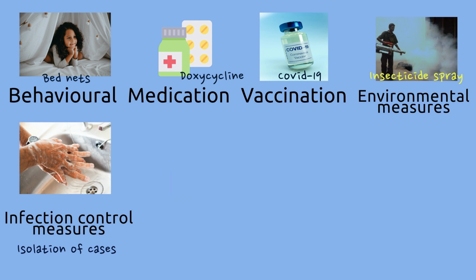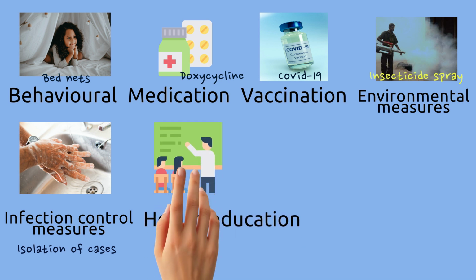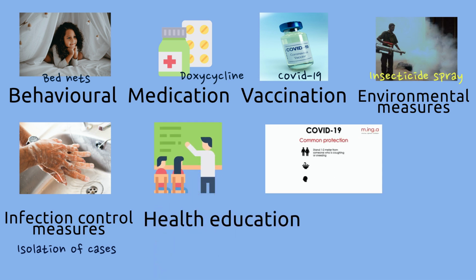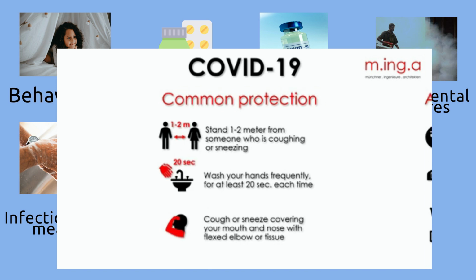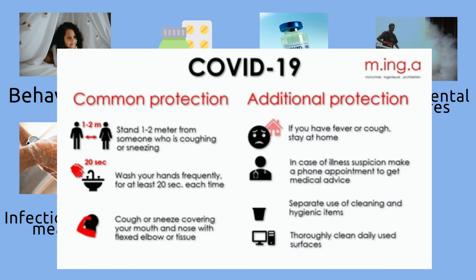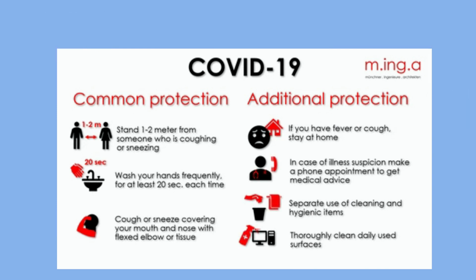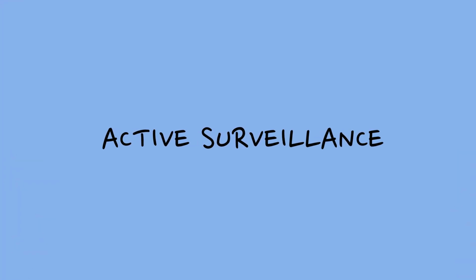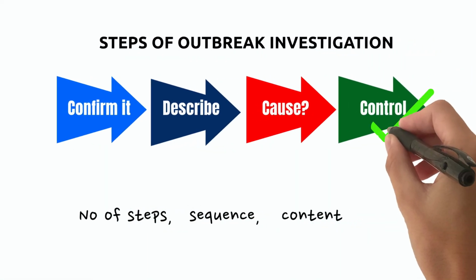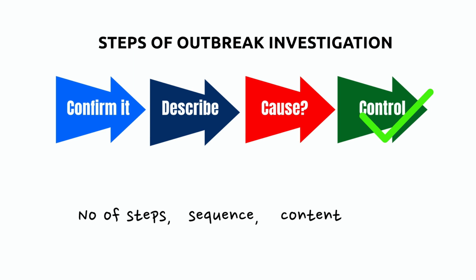Providing targeted and appropriate health education will ensure that those who are sick will know what to do to stop spreading the disease, and those who are not sick will know what to do to prevent getting sick. After control measures are implemented, there should be active surveillance to monitor the outbreak to make sure that the control measures are working. That was a quick look at the different ways that an outbreak can be controlled. Now let's talk about communication.